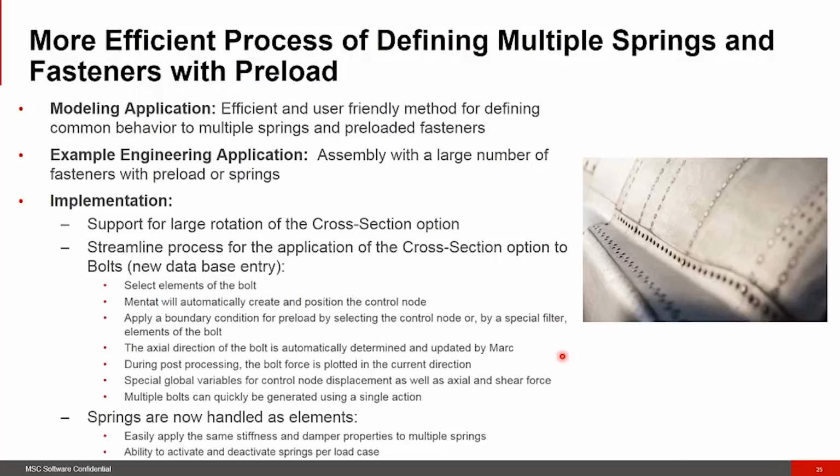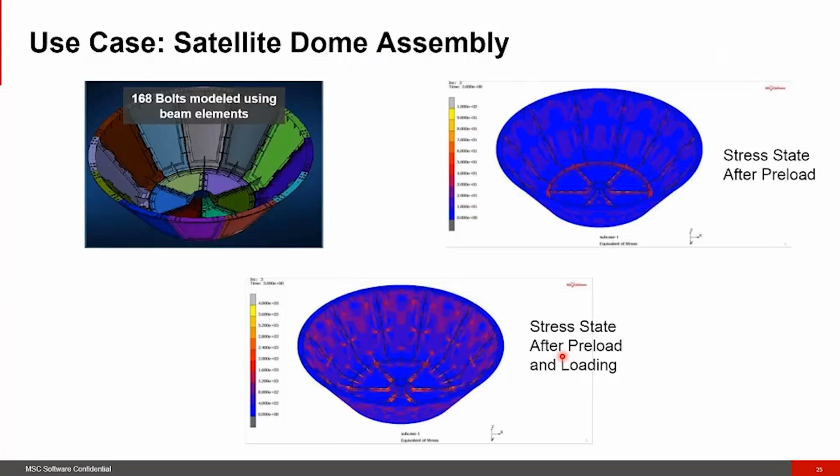The other part of it was springs. Springs are now handled as elements. As a result of that, you can apply the same stiffness or damper properties to multiple springs, like you would a material property. And you can now activate and deactivate springs per load case like you would any element. So we think that this is going to add a lot of value.